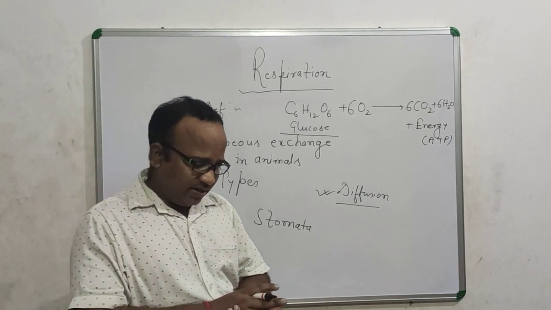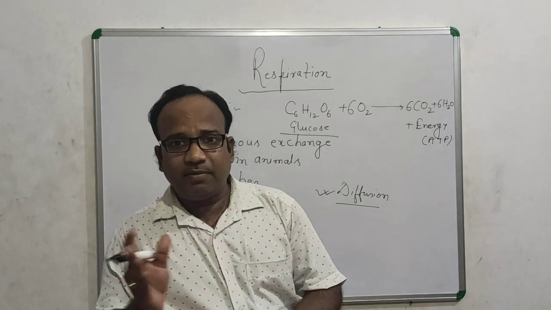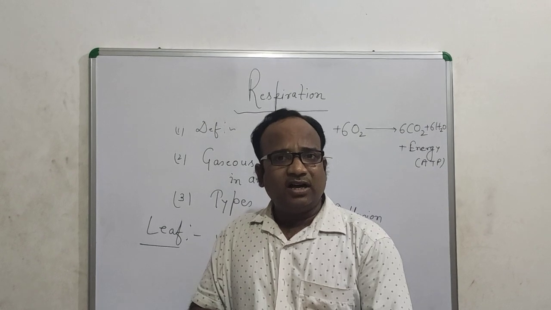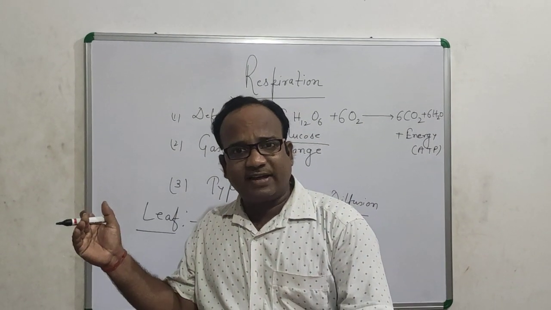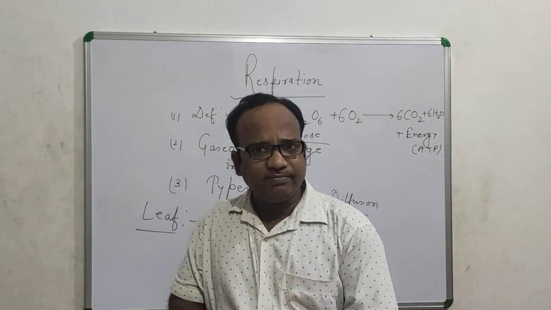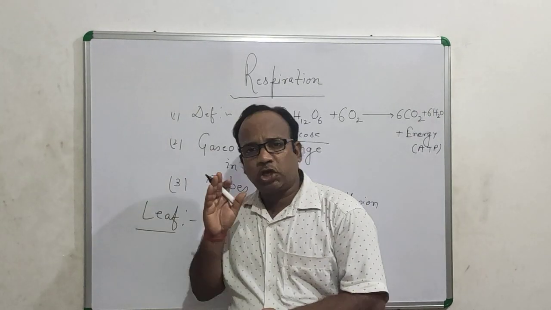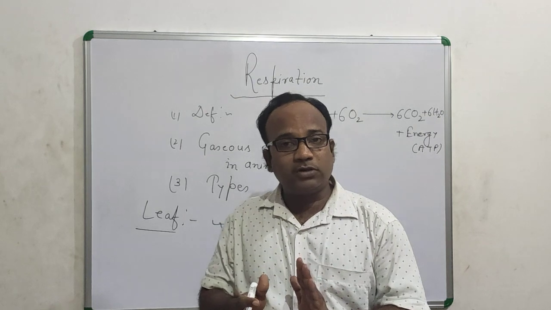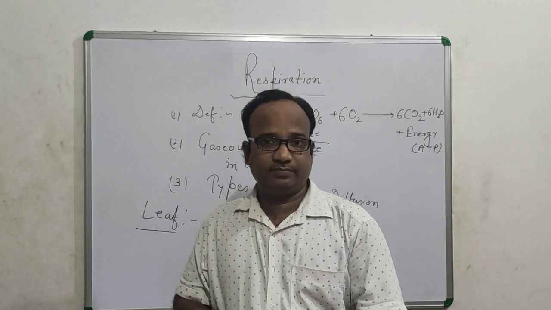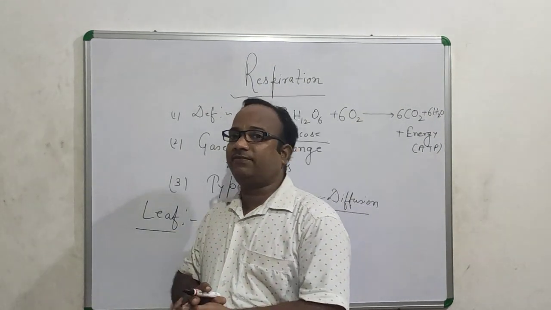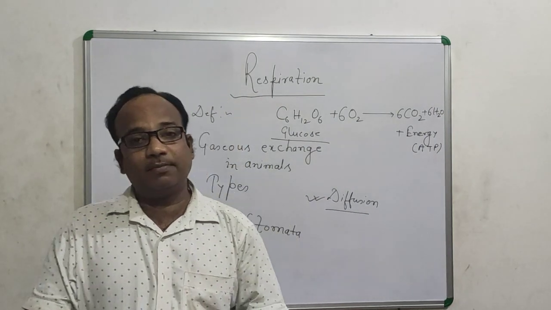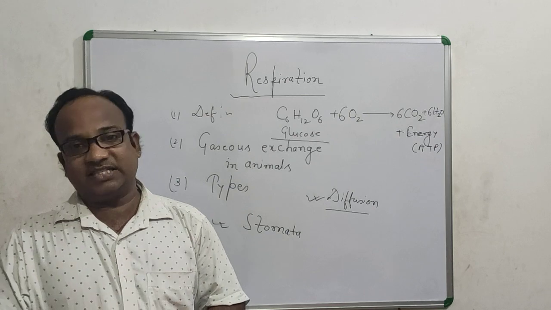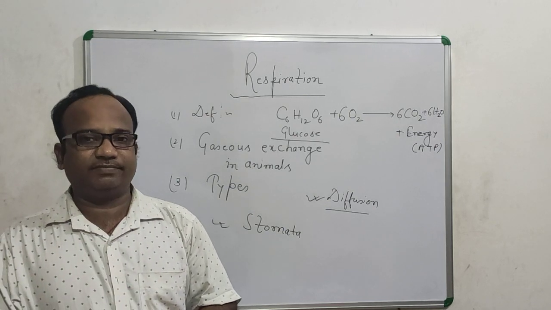In frog, a member of amphibia, the exchange of gases takes place by means of skin. That is called cutaneous respiration, and they also possess pulmonary respiration. In case of fishes, that means the members of Pisces, they have gills to carry out this function.